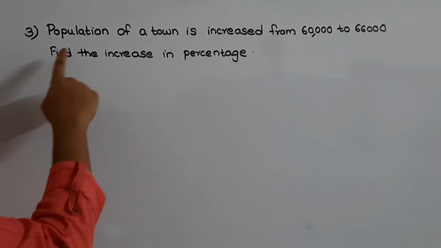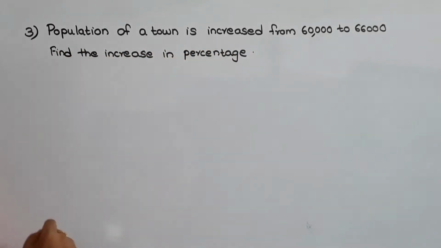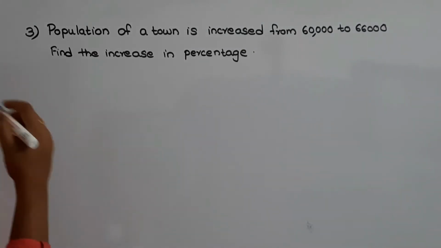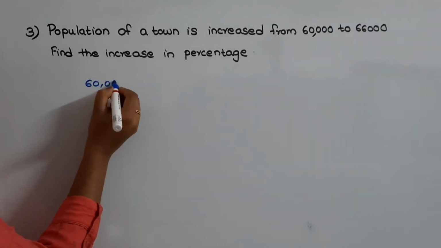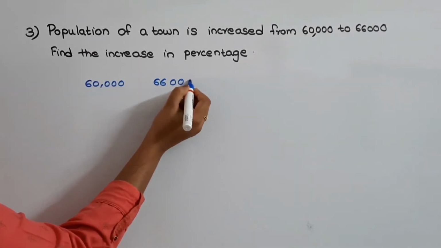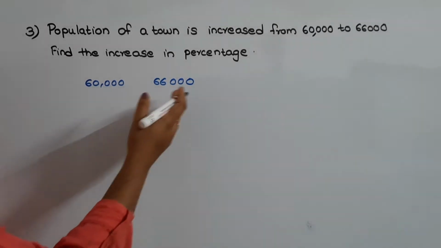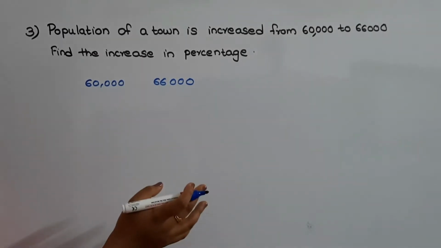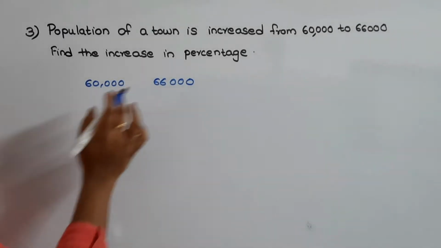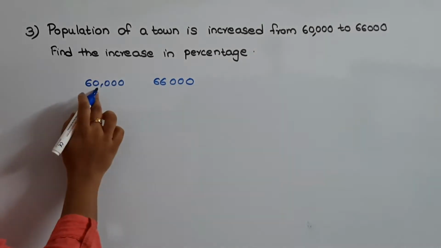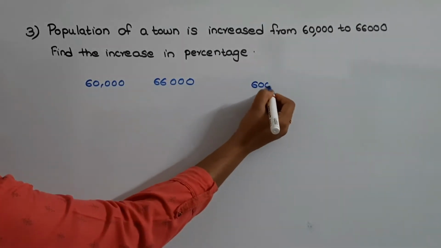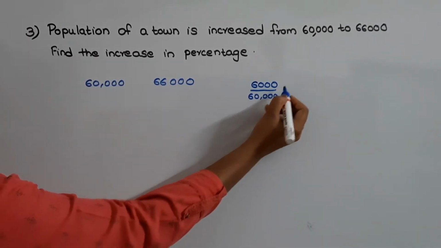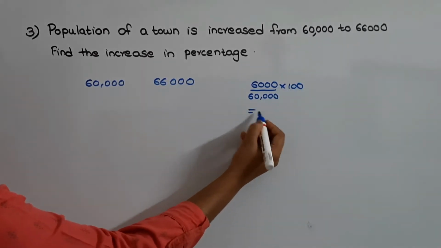The next question is: the population of a town is increased from 60,000 to 66,000. Find the increase in percentage. In this question, initially the population of the town was 60,000. Later it has become 66,000. We need to find the increase in the percentage of population. There are two methods to find this answer. The first method is to take the difference between both populations, that is 66,000 minus 60,000, that is 6,000, divided by the original population, that is 60,000, into 100. On solving this you will get the answer.